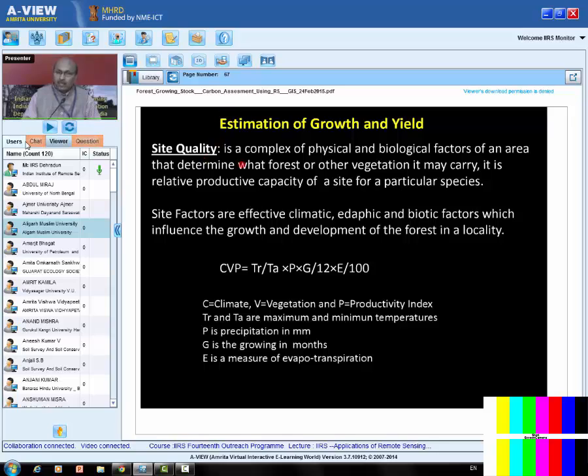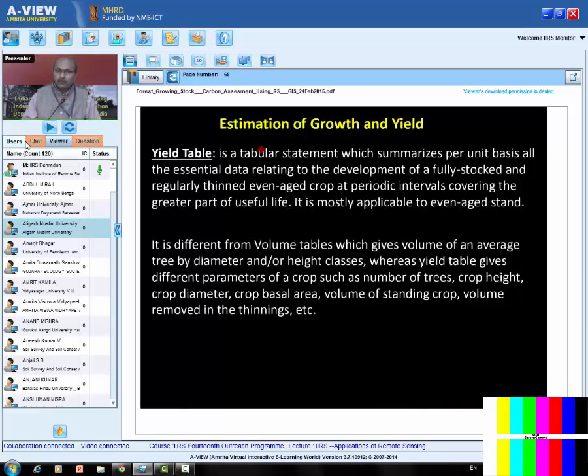Site quality is the most important part of it. If quality is good, then growth will be good. If the site is rocky or stoniness is there, then the rate is lower. So this formula can be used where you have different parameters given, like climate, vegetation, and then a productivity index, which can be based on the growing time available, months available, precipitation available, and the temperature which you are going to consider. Considering all these things, you can find out the productivity of the area.